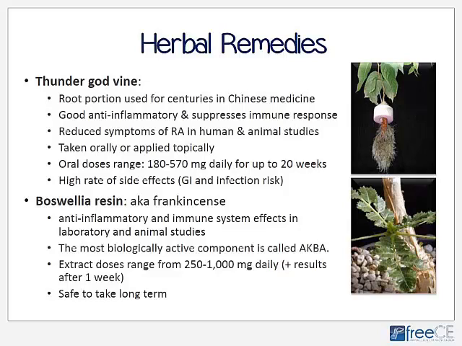But again, you've got to keep an eye on some side effects, whether they be GI effects or sometimes increased risk of infections because of the immune suppression. Boswellia resin, these plants, also known as frankincense, they've shown good anti-inflammatory and immune system effects. The most active compound is called AKBA. The extract doses range from 250 to 1,000 milligrams daily, and usually results occur after about a week. And this is much safer to take long-term compared to the Thunder God vine.